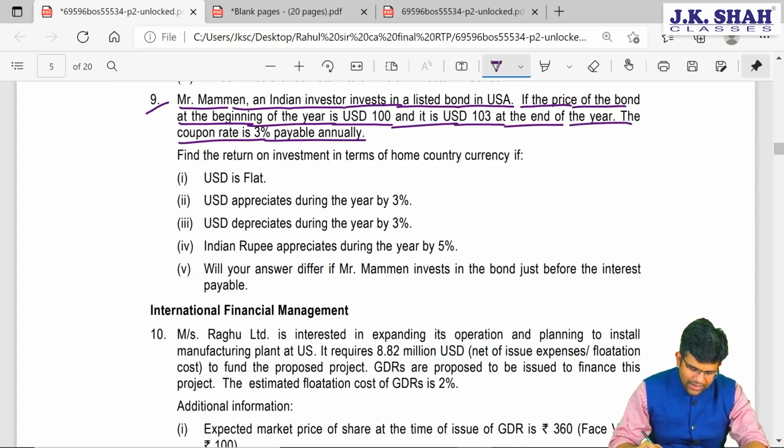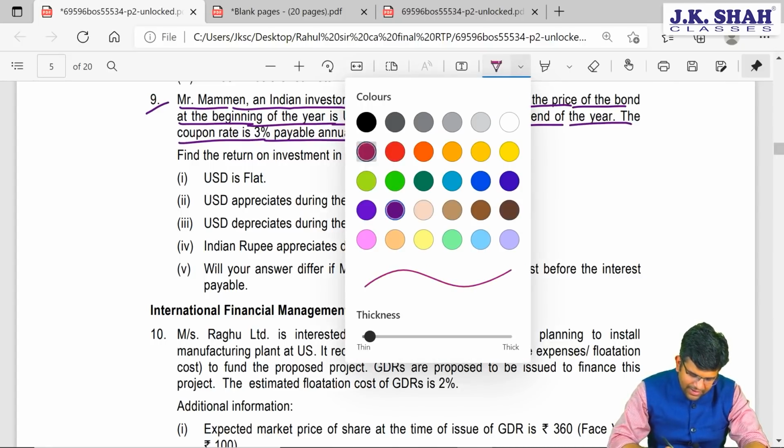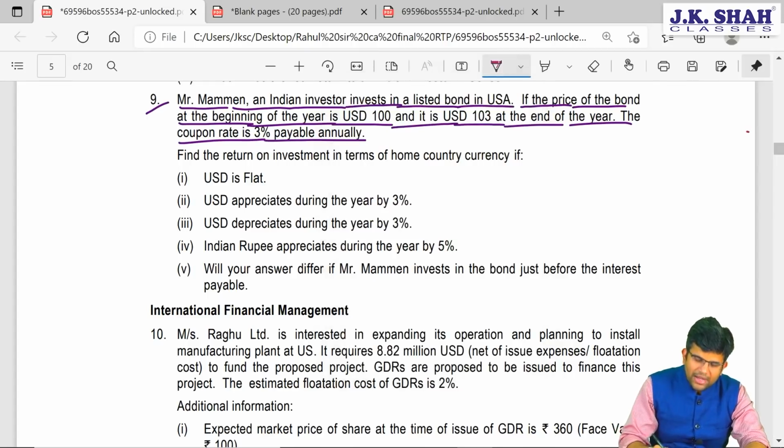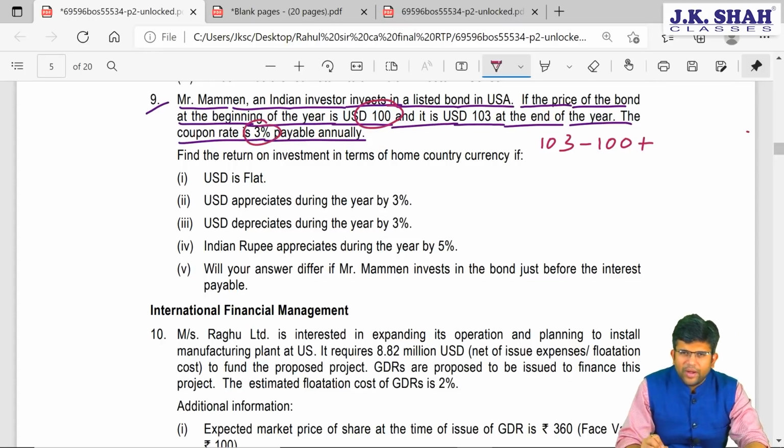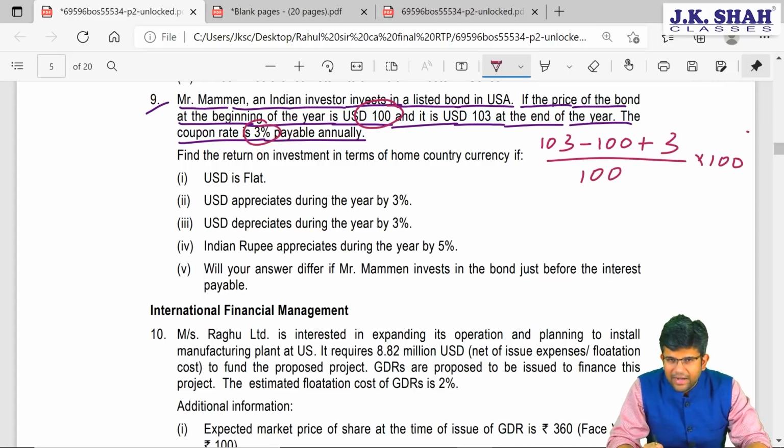Now children, do you realize that if this Mamin guy invests in USA, his return eventually will be, see, he has invested $100, he will get back 103 at the end of the year, plus $100 into 3%, assuming 100 is the face value. Can I say $3 coupon he will get? The whole upon 100 into 100. Children, this is the return that Mamin will get. Everybody clear? $3 is the capital gains and $3 is the other sources, that is the interest.